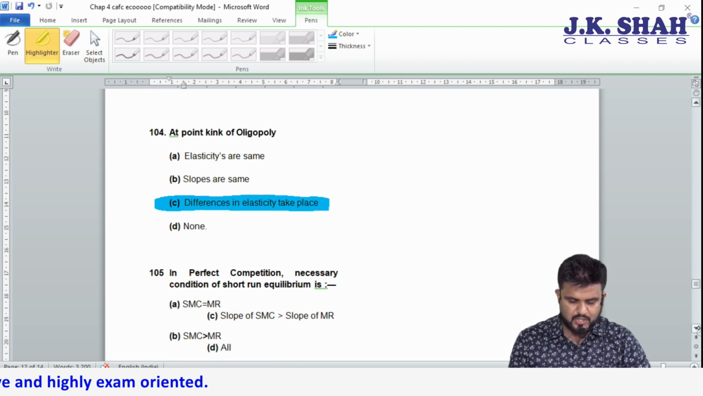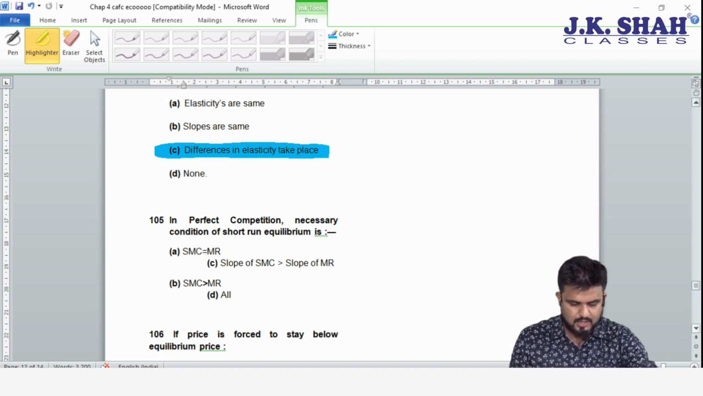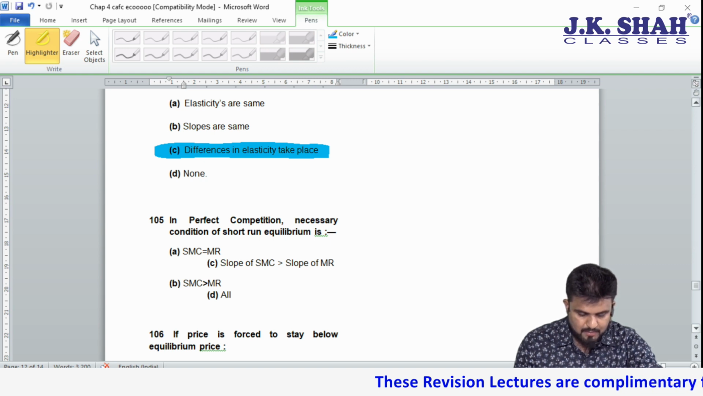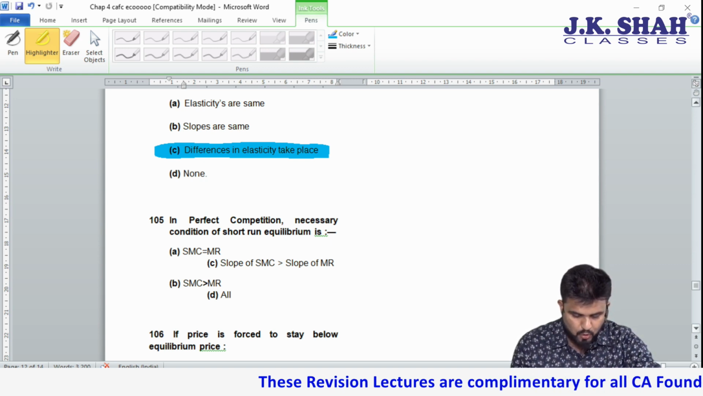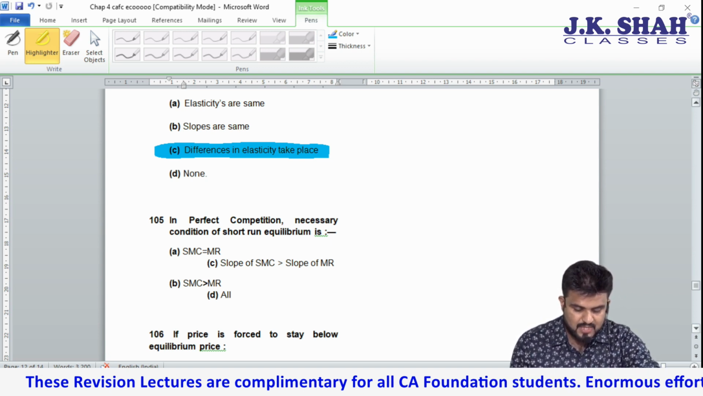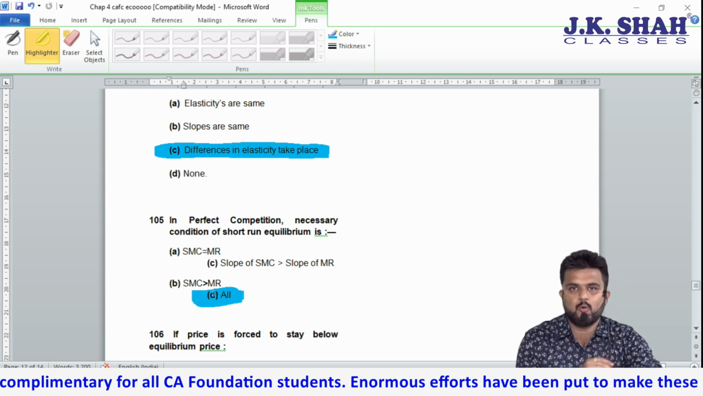Next, in perfect competition, necessary condition for short run equilibrium is SMC equals MR, slope of SMC is greater than slope of MR, SMC is greater than MR. So correct answer is D, all of the above.